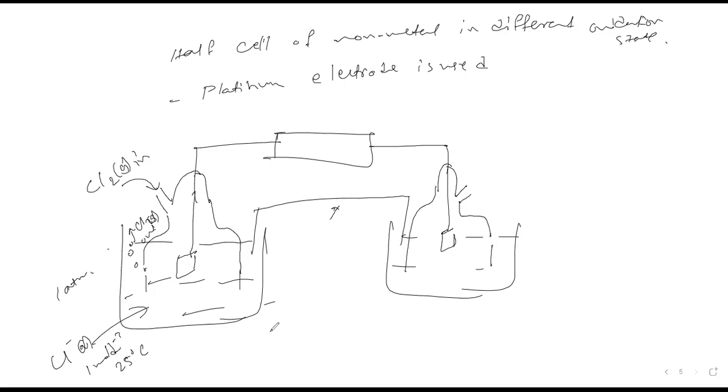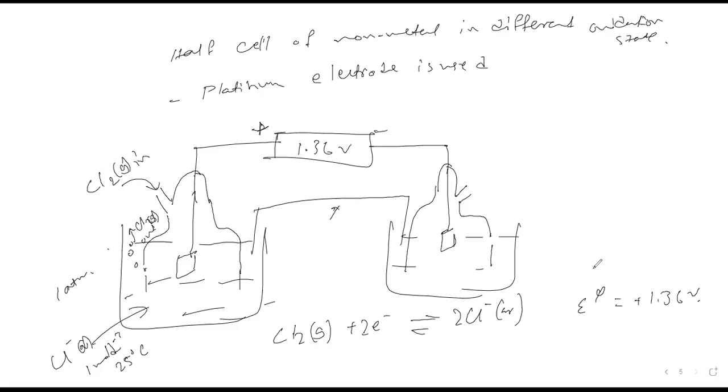Salt bridge. And finally, the main thing we need to write is chlorine gas gains electrons to form 2Cl minus aqueous. And in the data booklet, you will be able to find the electric potential value is given as positive 1.36 volt. We are going to consider the left side as the positive terminal and the negative terminal on the right side. Hence, the value is 1.36 volt.